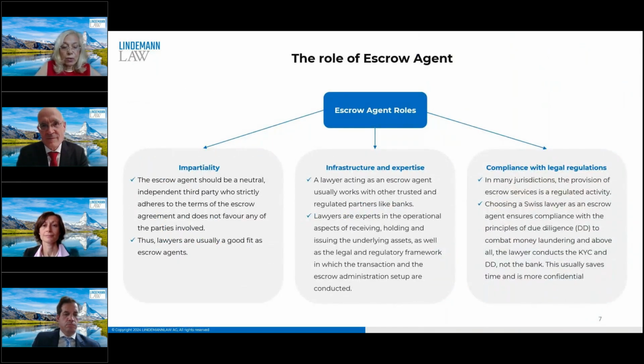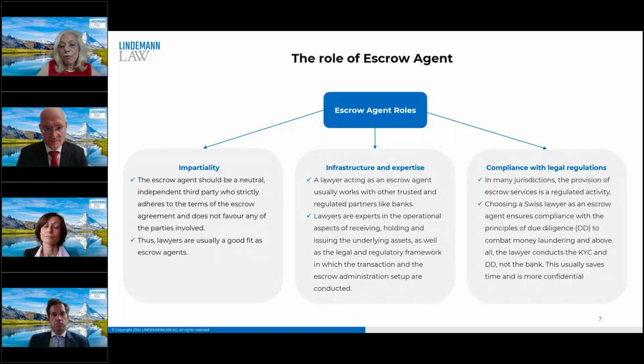So, the most important role of the escrow agent is impartiality. The keywords here are neutrality and independence. This is why lawyers are usually a good fit to be an escrow agent. Lawyers are impartial, law firms are impartial, thus they are the best escrow agents. Second, an important feature is infrastructure and expertise. Lawyers acting as escrow agents have access to the banks and long-standing connections and professional ties with the banks. They are trusted by the banks, not only by the buyer and the seller. They know the regulatory framework, which is very important. This makes a lawyer as escrow agent the best fit again and again.